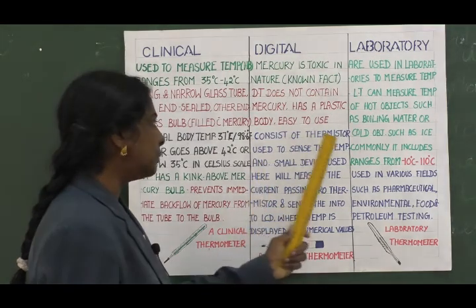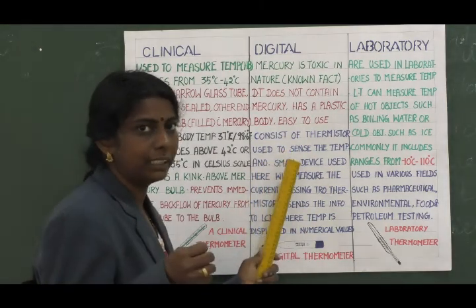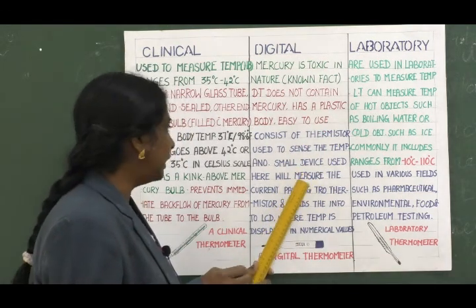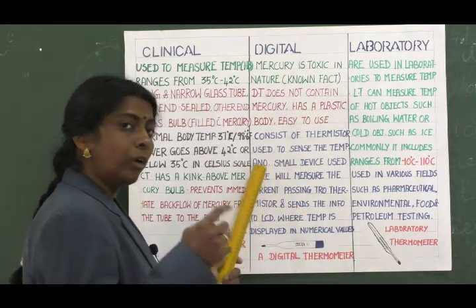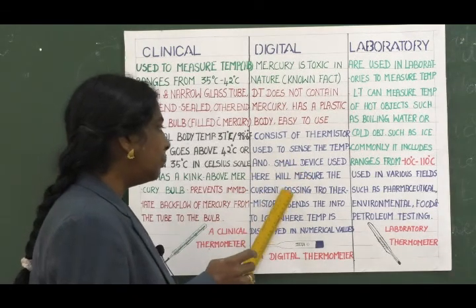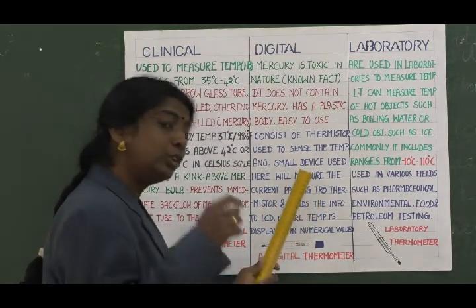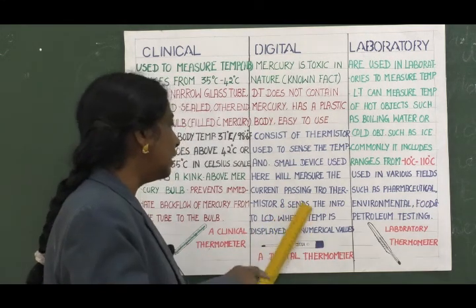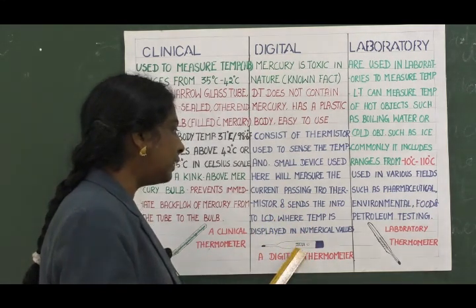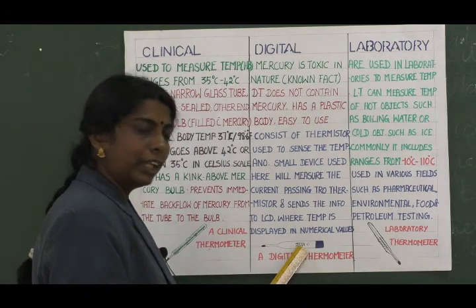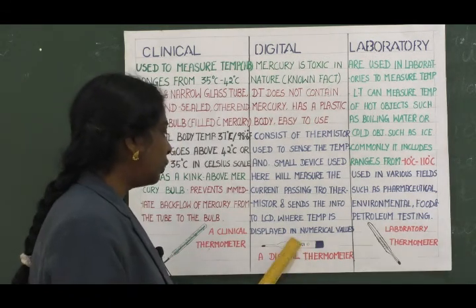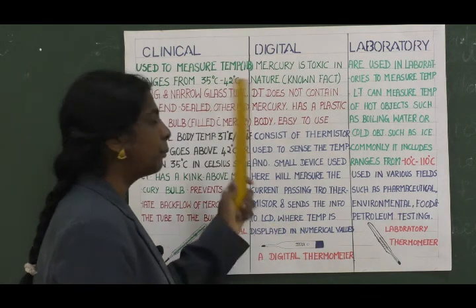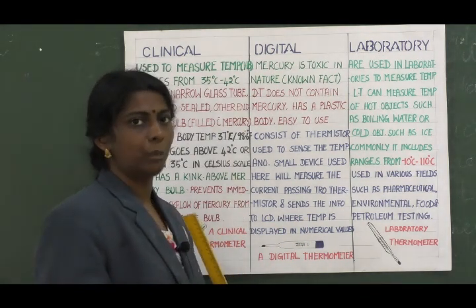Here they are having a thermistor which is used to sense the temperature. So this part is useful to sense the temperature. Then one more small device they are using here will measure the current passing through the thermistor and sends the information to the LCD where the temperature is displayed in a numerical value. Can you see here 36.4. So the numerical display will be given out here in this type of thermometer, that is the digital thermometer.